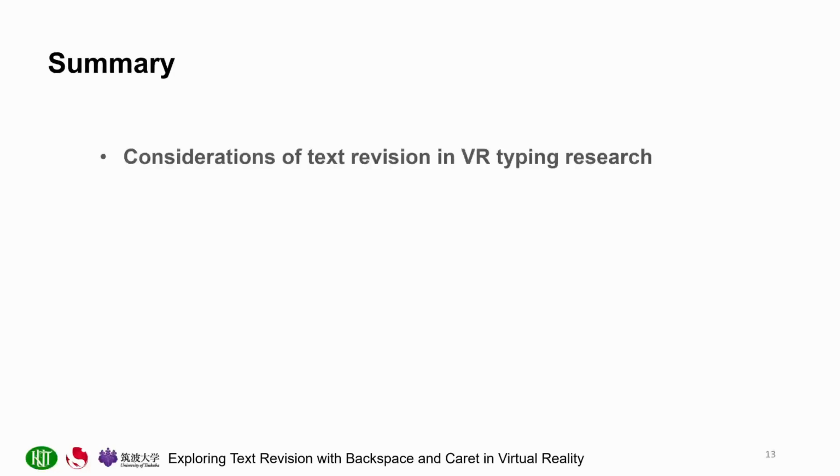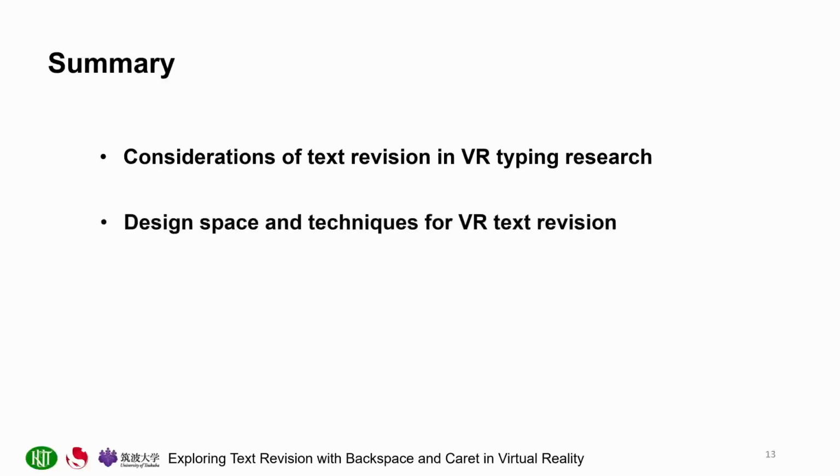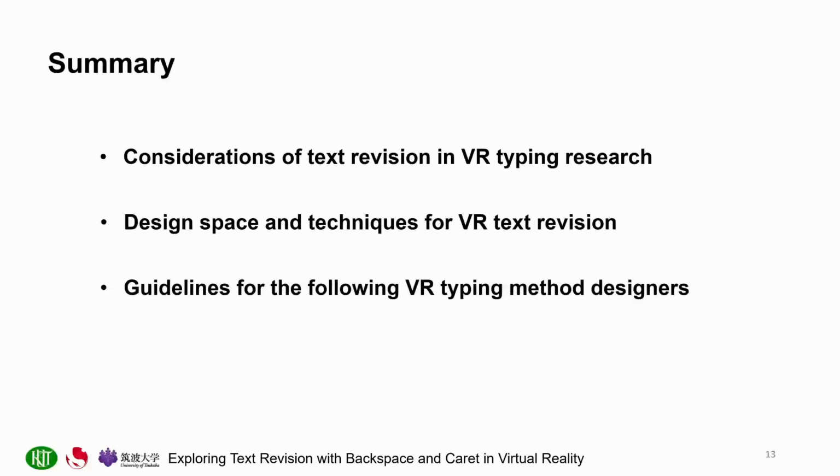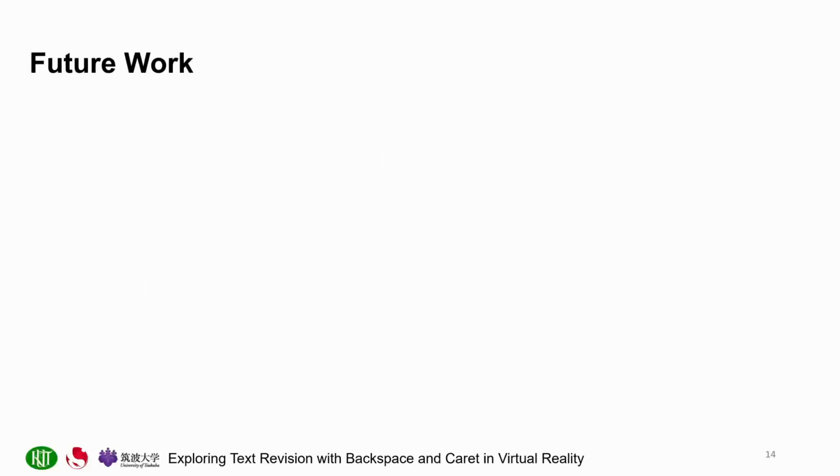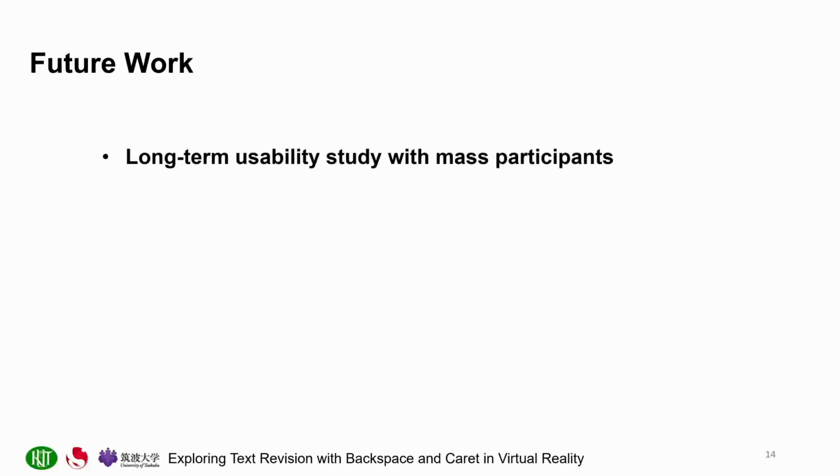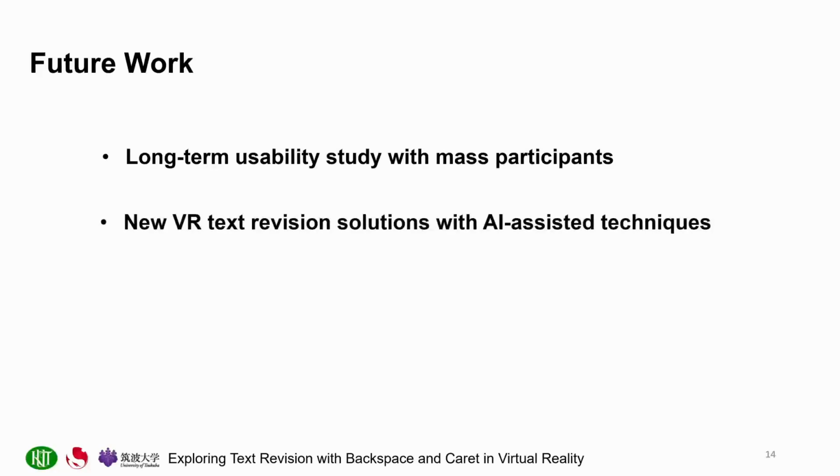To conclude, we first reviewed the lack of text revision in current VR typing designs. Then we propose a design space and text revision techniques in VR. Results of our user study also serve as guidelines for future designers. For future work, we will conduct a mass-scale usability study for a deeper understanding of users' text revision behaviors in VR environments. Based on current results, we will also include AI-assisted techniques and propose novel tools and procedures to enhance users' text revision performance in VR.